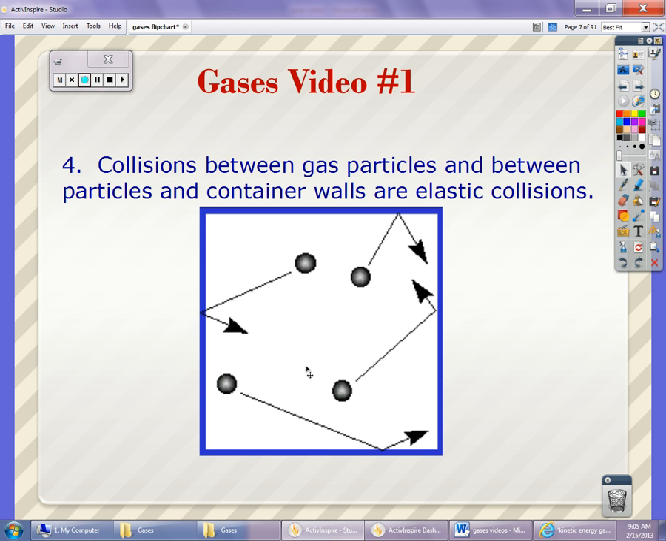Number 4, the collisions between particles with each other and particles with the container walls are going to be elastic. Now, elastic in your clothing means it's going to snap back to its original shape. In this case, it means after it bounces back, the energy is going to be constant, that you're not going to gain or lose any energy when a collision occurs.